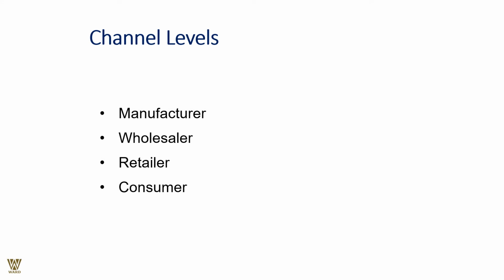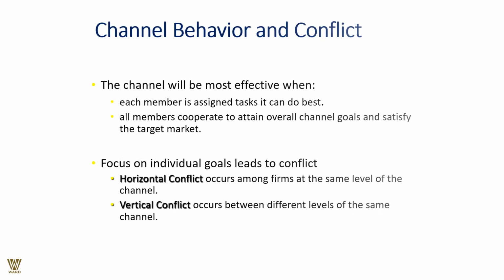The levels of channels is all about manufacturer, wholesaler, retailer, and consumer. These are the four levels of channel: the supply chain channel, that is of manufacturer, that is of wholesaler, that is of retailer, and the consumer that comes around it.